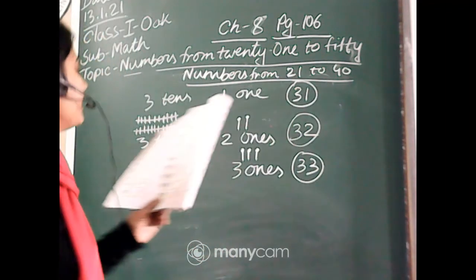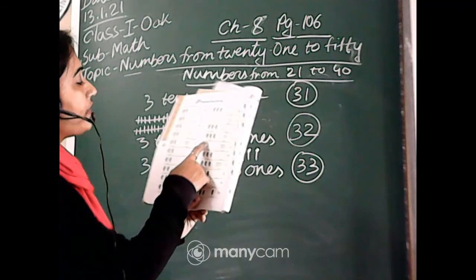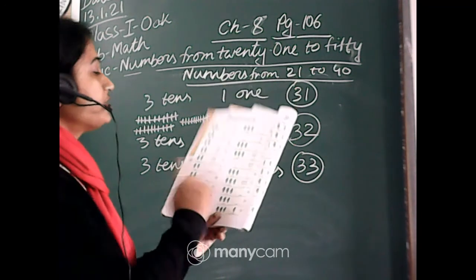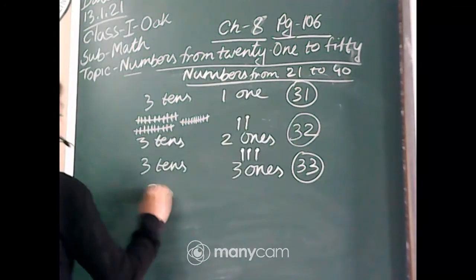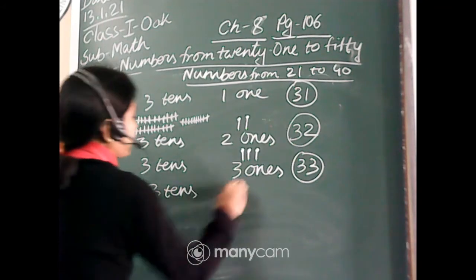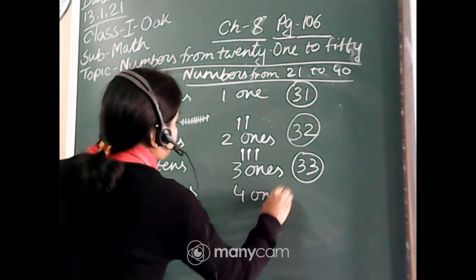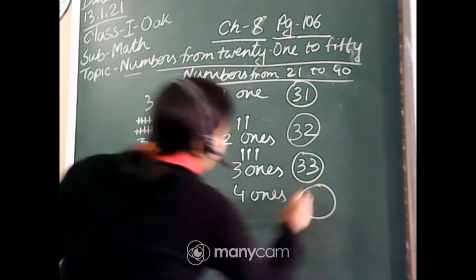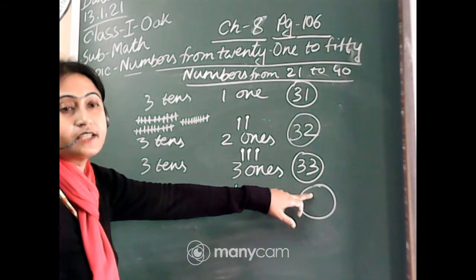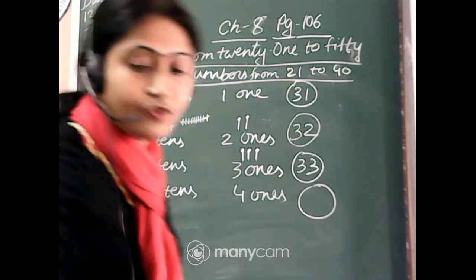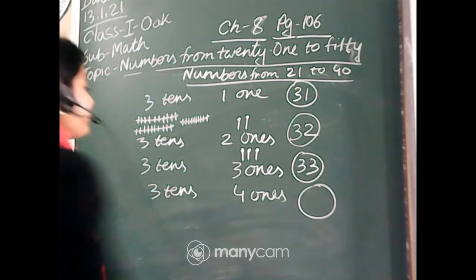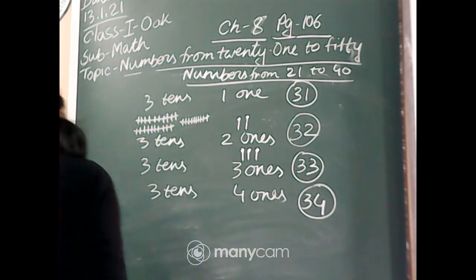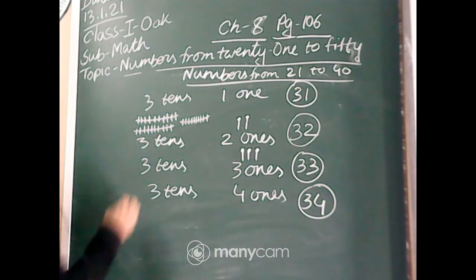Next, here again 3 tens and 4 ones. No need to draw anything. Tens and ones are both drawn in your book. Just 3 tens and 4 ones, you have to write the number. What is the number? 3 tens and 4 ones. The number is 34. Okay. Next.